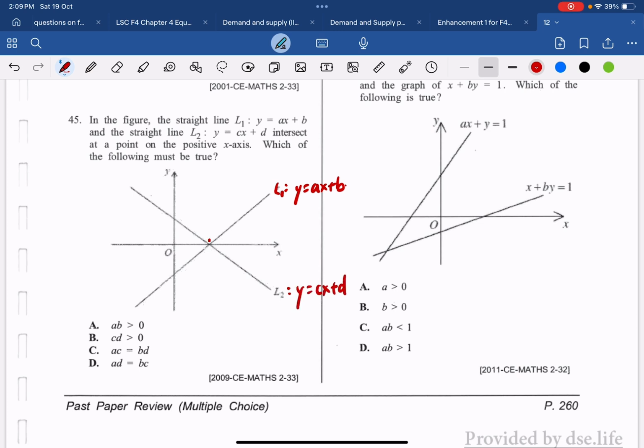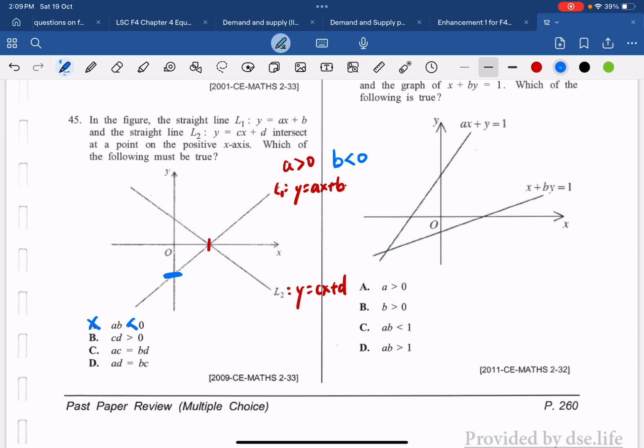Okay, so they intersect at this point and ask you which of the following must be true. So you analyze first. The slope of L1 should be positive, which means a should be greater than 0. But the y-intercept for L1 should be negative, so b should be smaller than 0. Which means a is positive, b is negative. So ab should be smaller than 0. So A for sure is wrong.